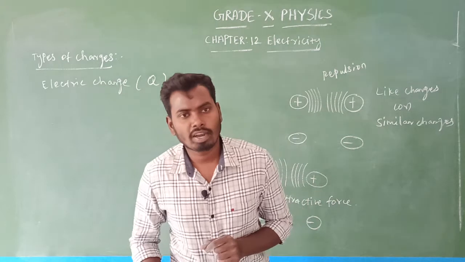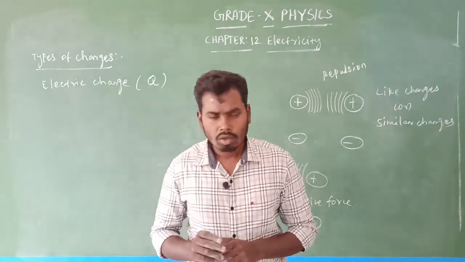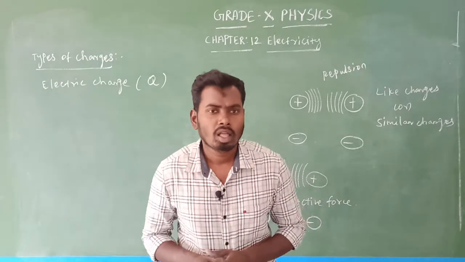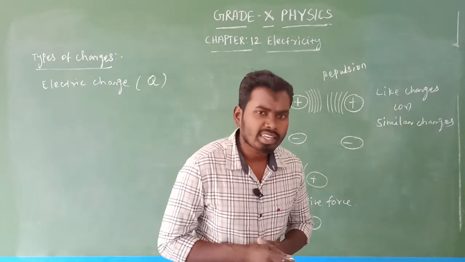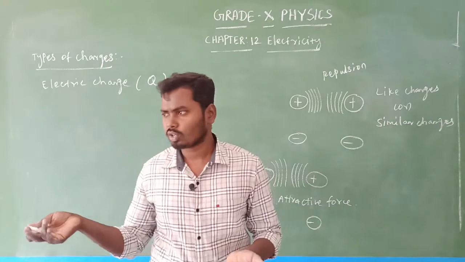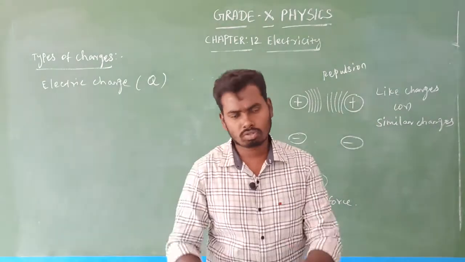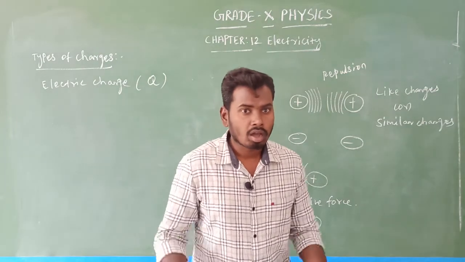So already we know what is the SI unit of length. The SI unit of length is meter, isn't it? What is the SI unit of mass? The SI unit of mass is kilogram, which means kg. What is the SI unit of force? That is Newton.